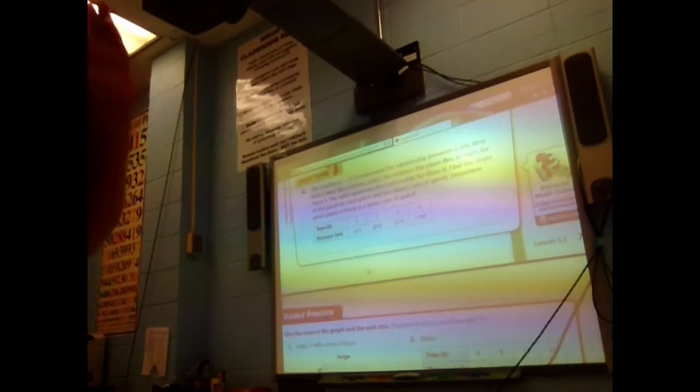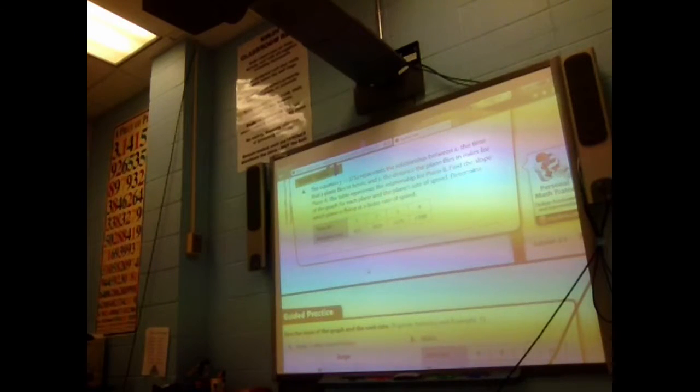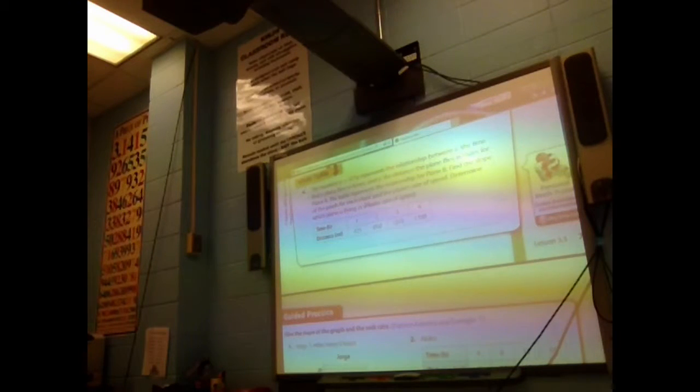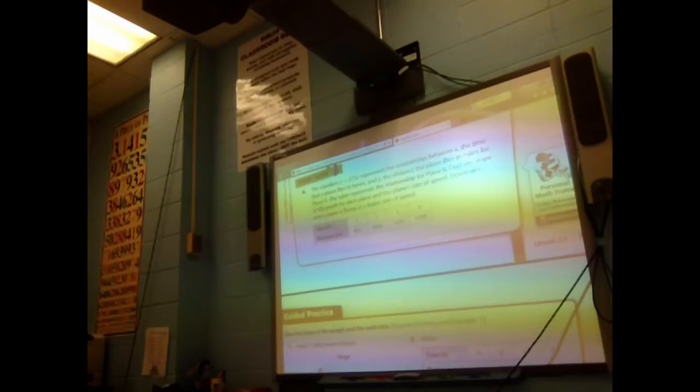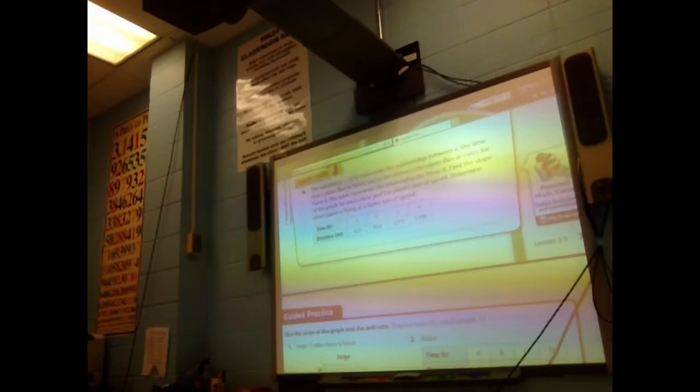All right, we're looking at Your Turn number 4. So let's look at it. The equation y equals 375x represents the relationship between x, the time that a plane flies in hours, and y, the distance the plane flies in miles, for plane A. The table represents the relationship for plane B. Find the slope of each graph for each plane and the plane's rate of speed. Determine which plane is flying at a faster rate.